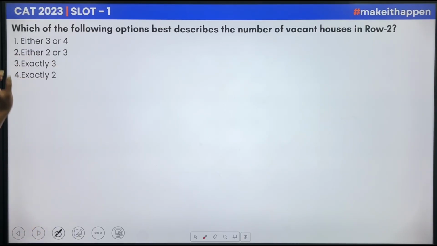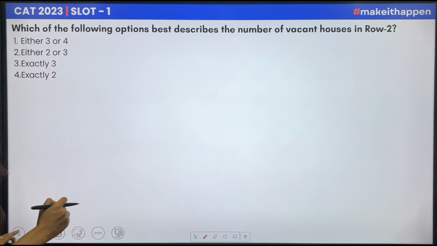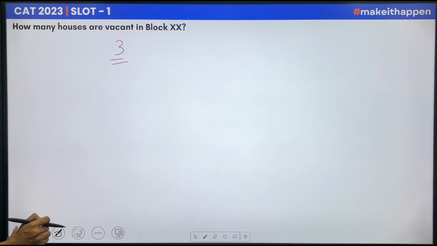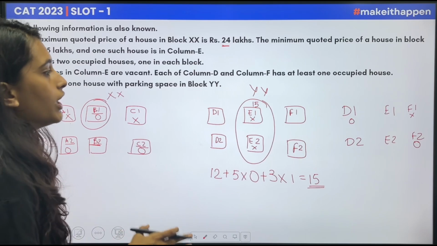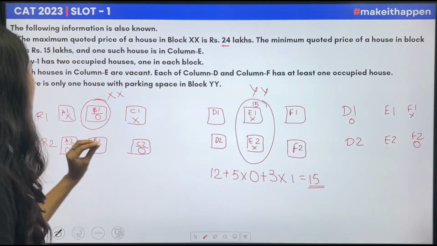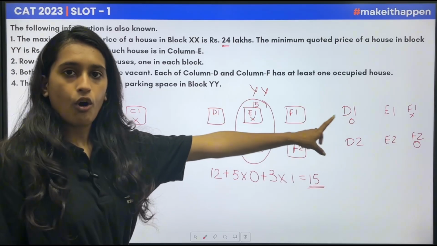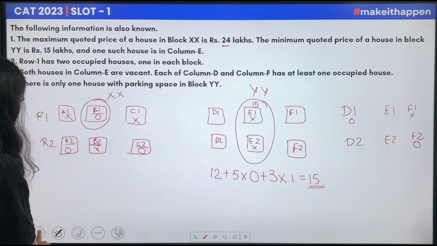Which of the following options best describes the number of vacant houses in row 2? If we see the number of vacant houses in row 2, either D2 will be full or F2 would be full. And here there is only one vacant house. So it can be either 2 or 3.